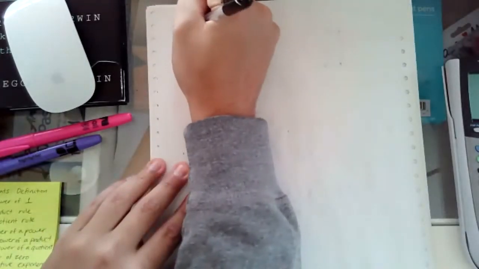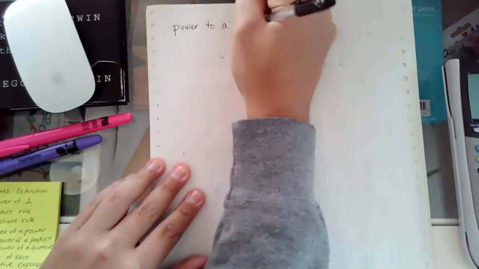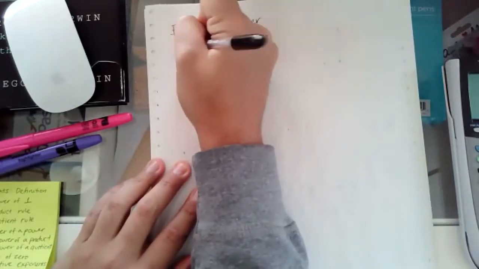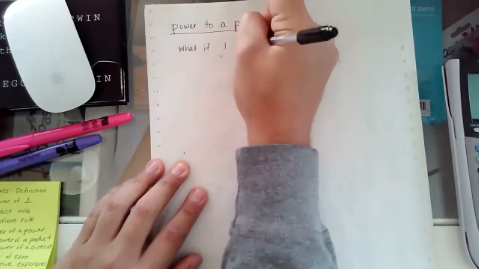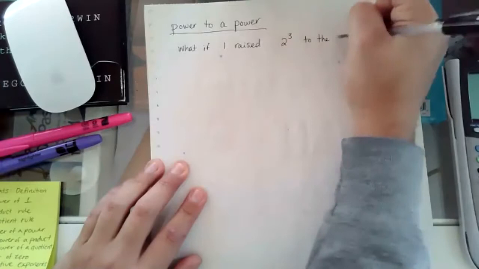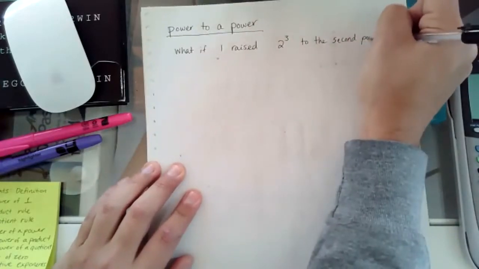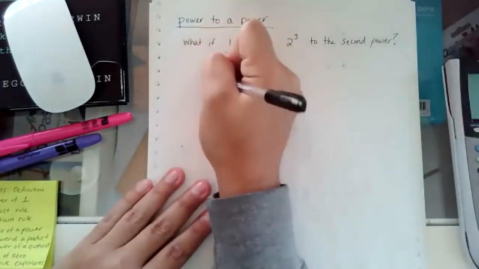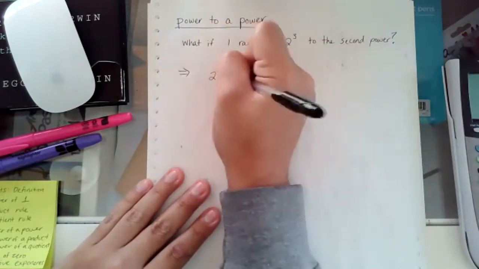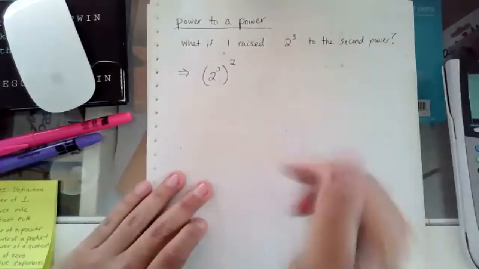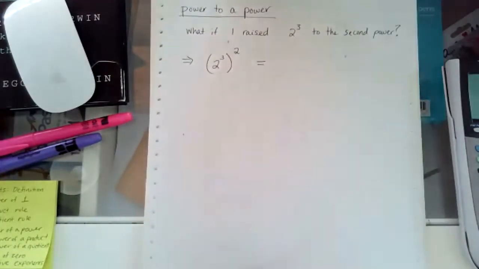What about raising a power to a power? So for instance, what if I raised 2 to the 3rd power to the 2nd power? And this is a little weird. It's a little bit like Inception. Well, that would be written as 2 to the 3rd power in parentheses, and then we raise that expression to the 2nd power. What do you guys think that this should be if we wrote it as a single exponent?